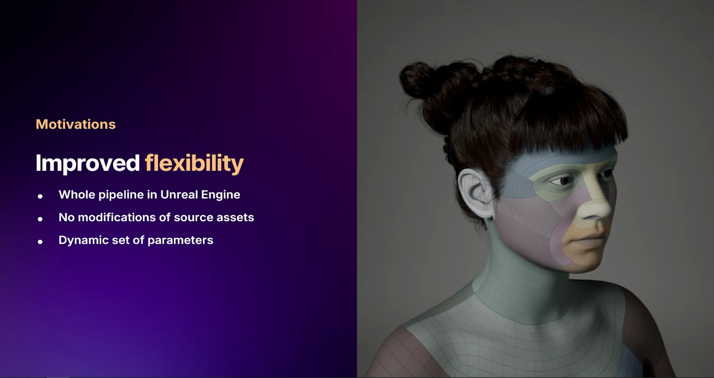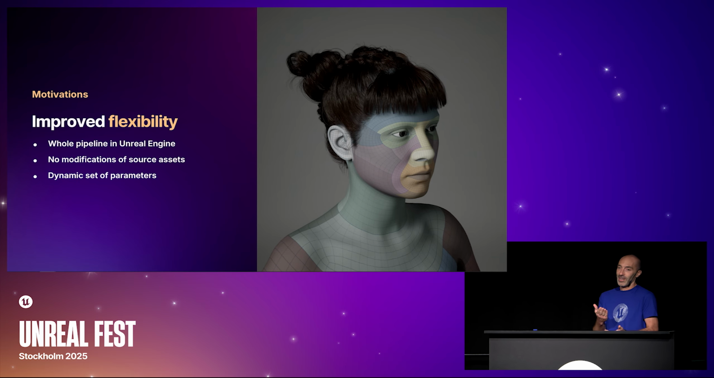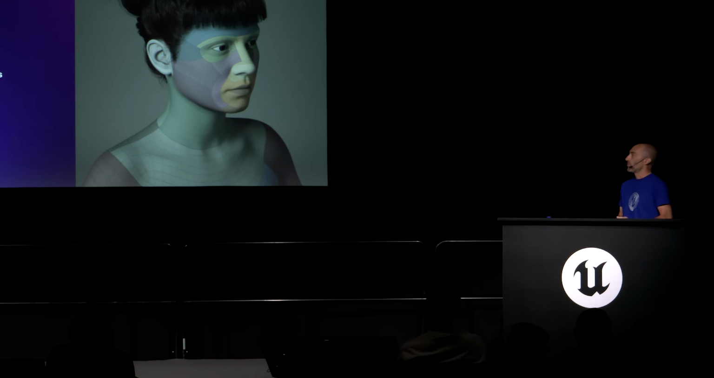We wanted to improve the flexibility in the way we set things up. For example, if you wanted to add a new attribute in your Groom, you had to go back to the DCC, add the attribute, re-export your asset, re-import into the engine, and modify the source code, basically to be able to access these attributes in deformers and materials. It was a really painful process with a lot of steps. So we wanted a dynamic set of attributes, something that could be done fully in engine without going back to the DCC, and directly available in deformers or materials.